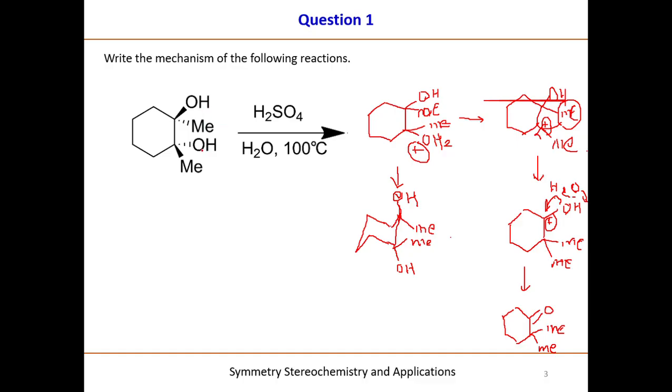So here both the hydroxy groups are trans. That's why this one is upside on the axial position and this one is downside on the axial position. And here the methyl groups are trans to each other. So this is a downside methyl group, and this is upside. That means these methyl groups are trans to each other.